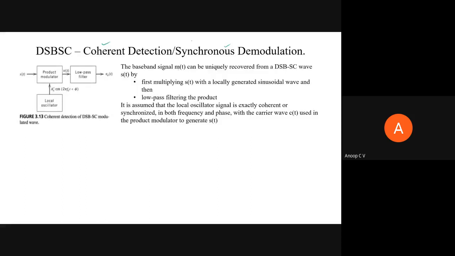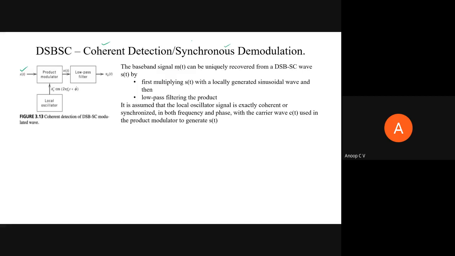So now coherent detection, that's what we are going to see next. Coherent detection is the theoretical approach, or mathematical modeling, of DSB-SC demodulation. In coherent detection, the modulated signal S of t will be given as input to the coherent detector. A coherent detector basically has a product modulator. If you give it two inputs, it simply multiplies these two. That's it. By seeing product modulator, you don't have to get confused.